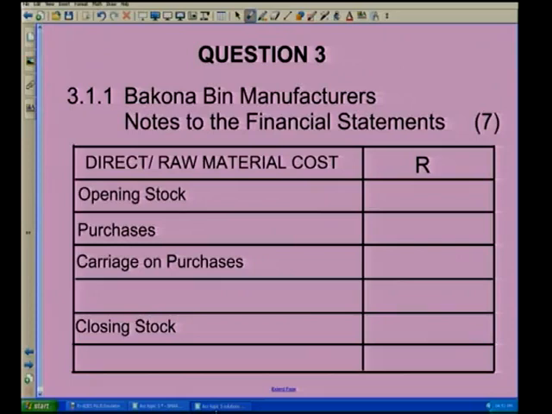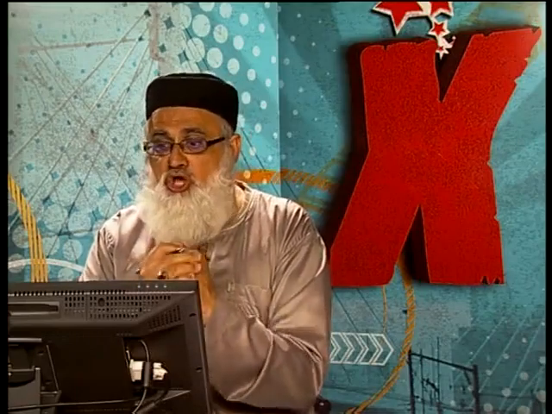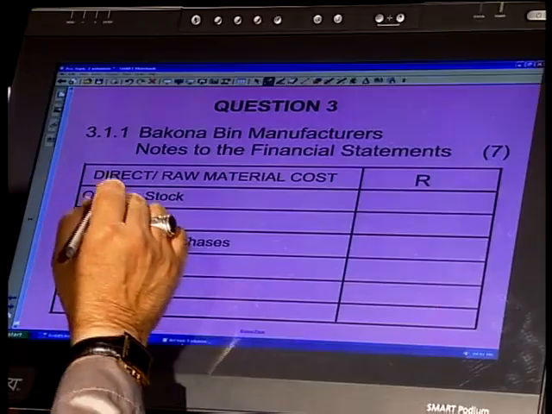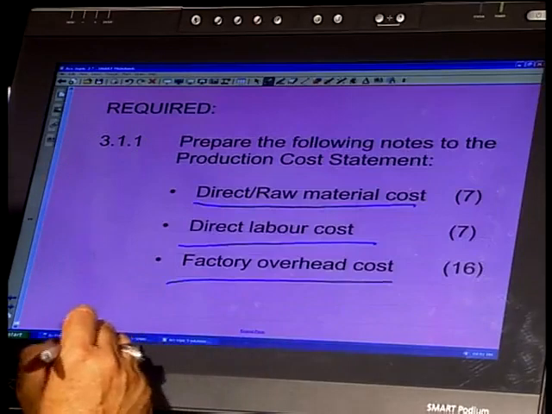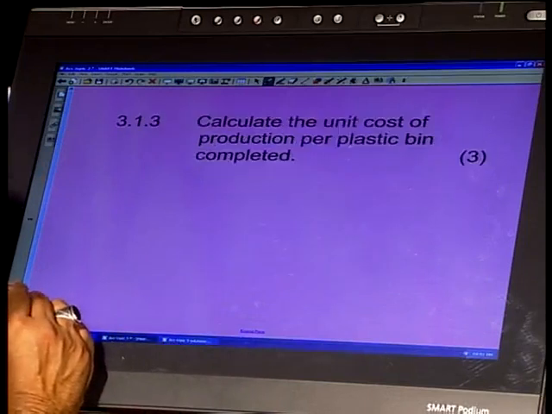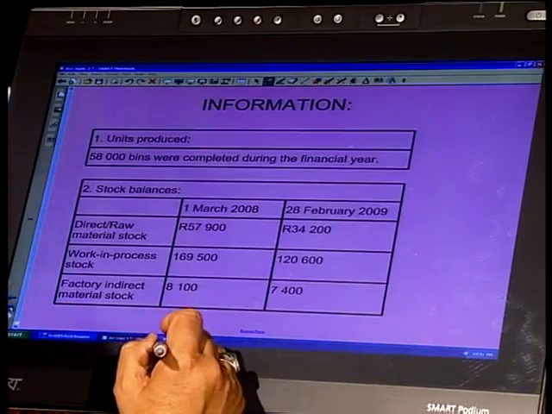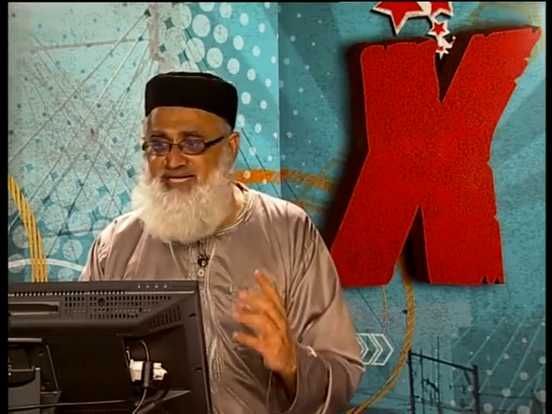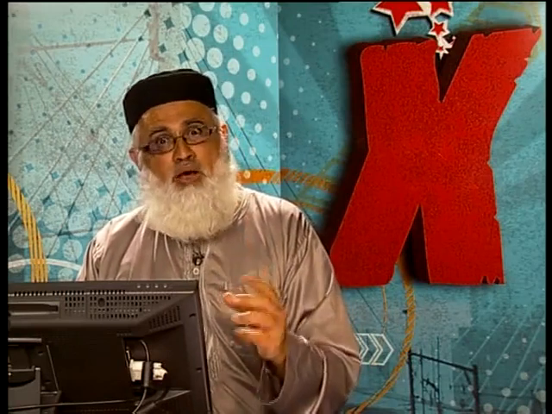Let us start with the first note, namely the direct raw materials cost. What do we need here? In this question, we need to work out what was the direct cost of raw materials that was used in the product. You're going to start off with the opening stock. Let's get to the question and identify that figure for you.